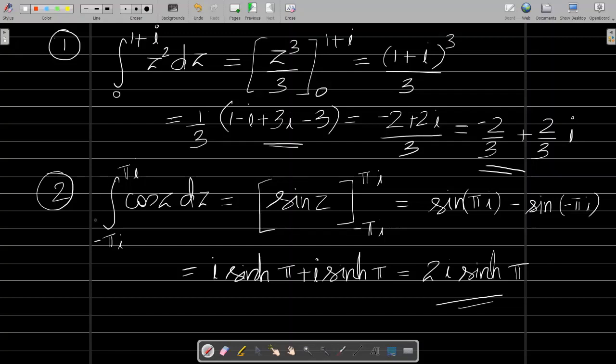Now we'll move on to the second question. The second question is the integral from minus pi i to pi i of cos z dz. Now the integral of cos x, you know, is sin x. Similarly, in the complex domain, the integral of cos z is sin z. So sin z within the limits minus pi i to pi i, that is sin pi i minus sin of minus pi i. Now sin of minus pi i is minus sin pi i, so the sign in between becomes plus. Now sin pi i is i sinh pi. Sin ix is i sinh x. So we substitute sin pi i as i sinh pi, and then the answer comes out as 2 times i sinh pi.